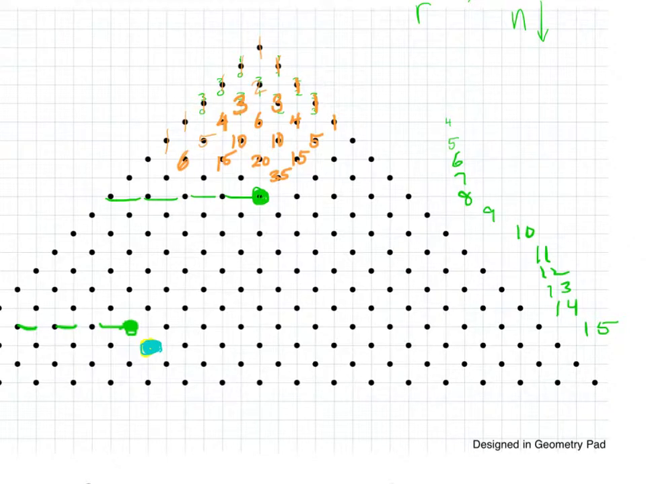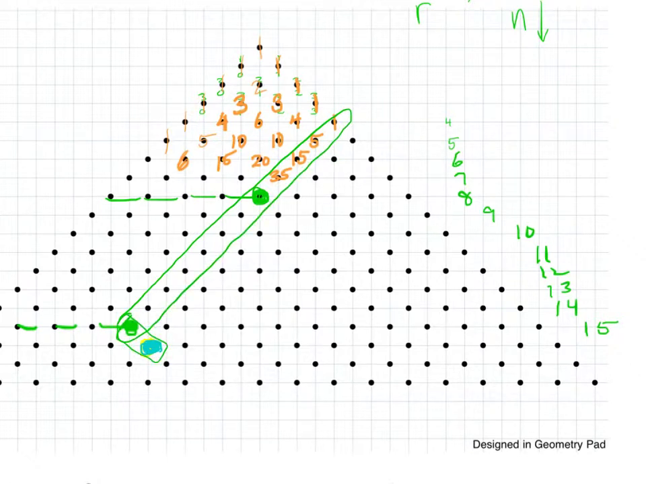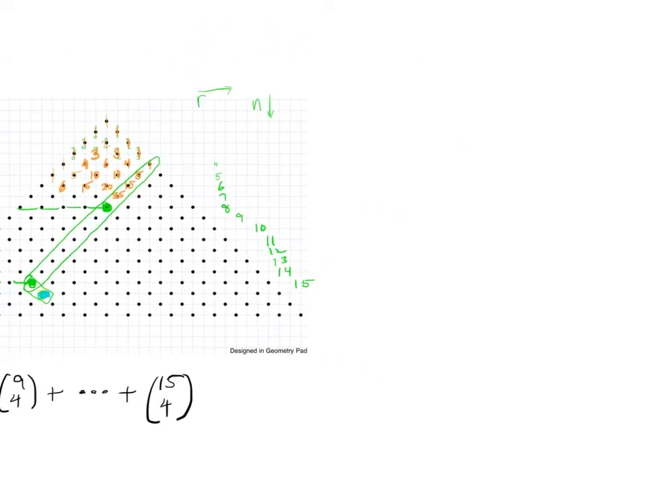Let's go back to the identity itself. The identity itself tells us that if I add up all of these numbers, I get this number. And what are all of these numbers? Well, let's just circle them. All of these numbers in green add up to the number in blue. It's not much of a hockey stick. Well, it's an analogy, so give it a break.